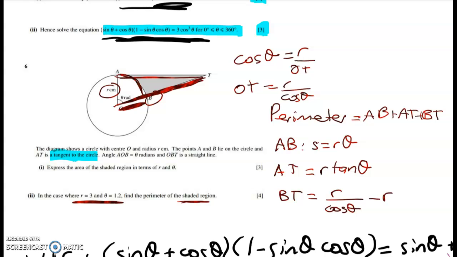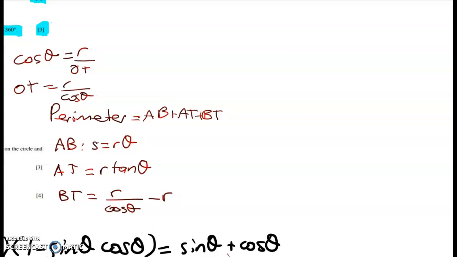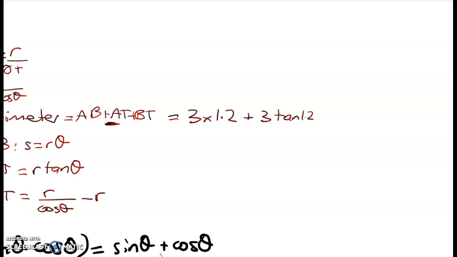Now, I've done that for a general case. All we have to do now is add those up and substitute these values in. So the perimeter here is going to be r times theta, so 3 times 1.2, plus for AT, we've got 3 tan 1.2, plus 3 over cos of 1.2, take away 3. And when I add all of that together, I should get 16.60 units. Okay, so there you go.